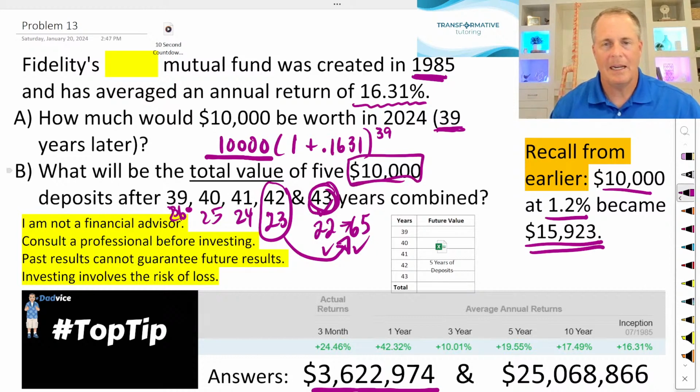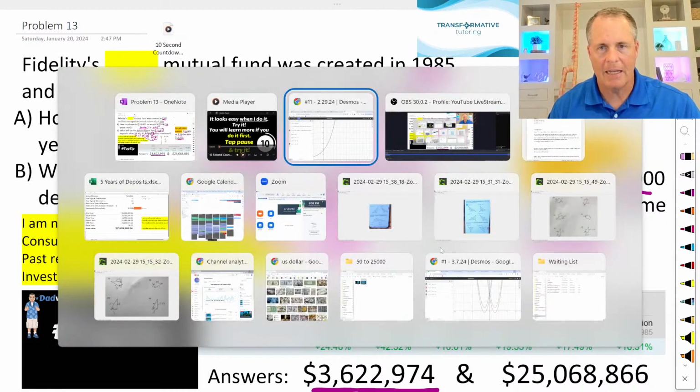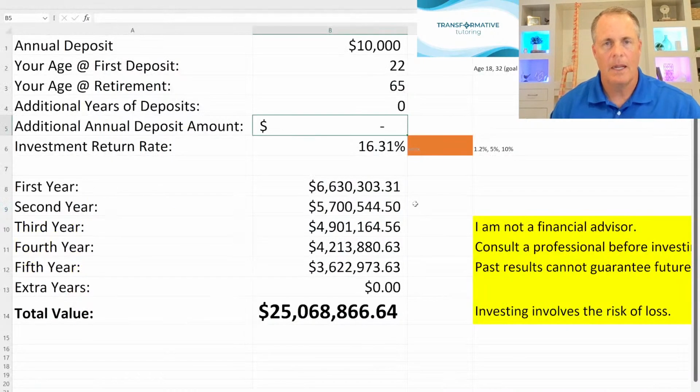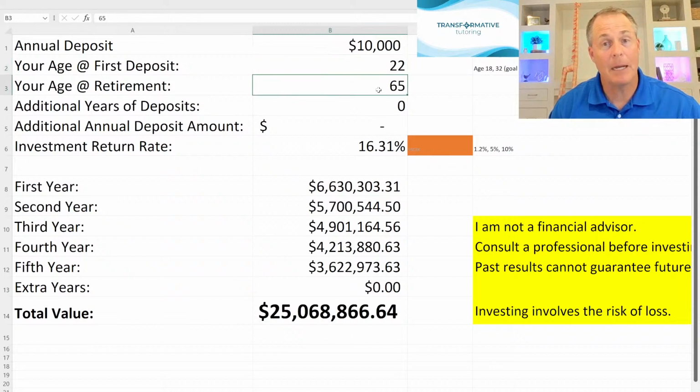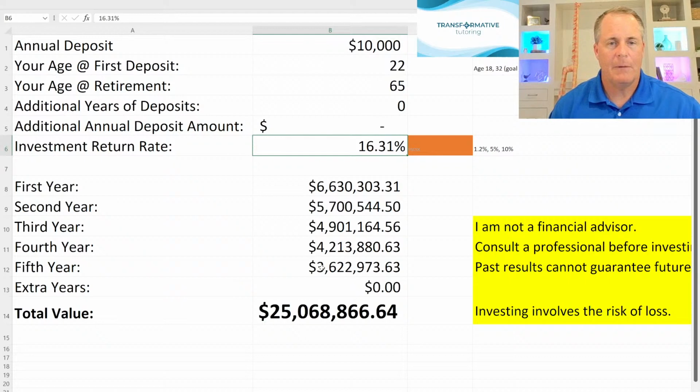So what I did is I created a spreadsheet that analyzed all of this, okay? And we've got a $10,000 deposit starting when you're 22 years old, starting to take money out when you're 65 years old, never putting in any more money ever again. So really at this point, all you ever did was put in $50,000 and you get that 16% return. Well, the money that was in for 39 years is going to be $3.6 million.